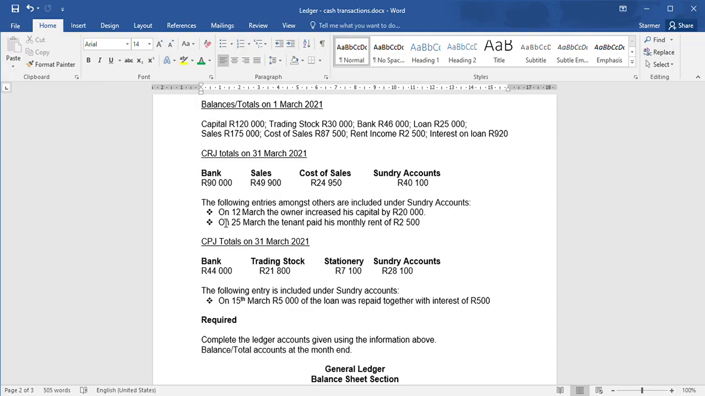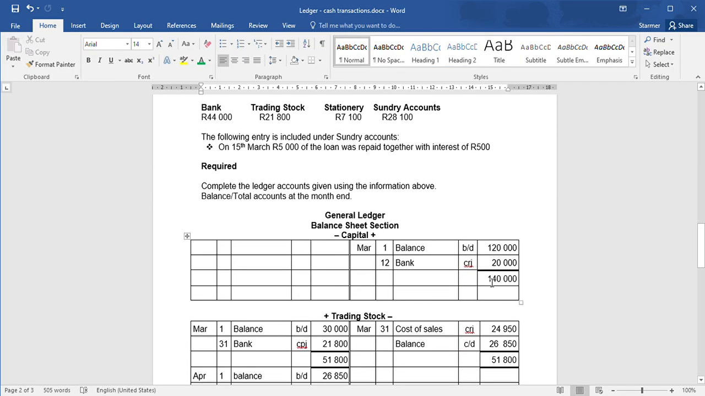Thereafter you can put your details in. So it's important that you get the amounts on the correct side of the account. So if you look at the first one here, the owner increased his capital by 20,000. So he's increasing his capital, so you go to the plus side and you write 20,000.